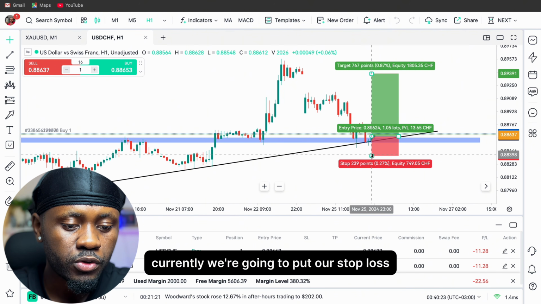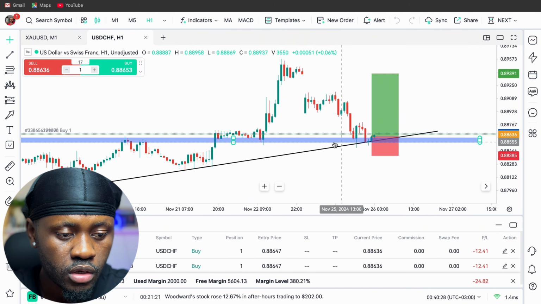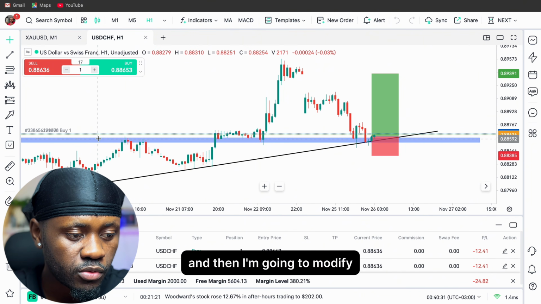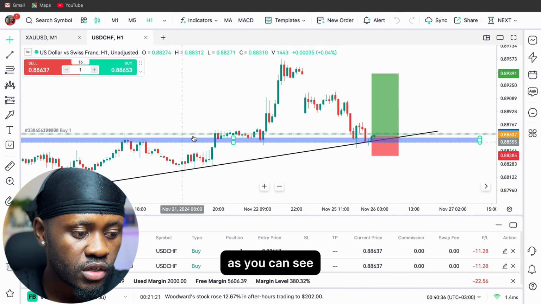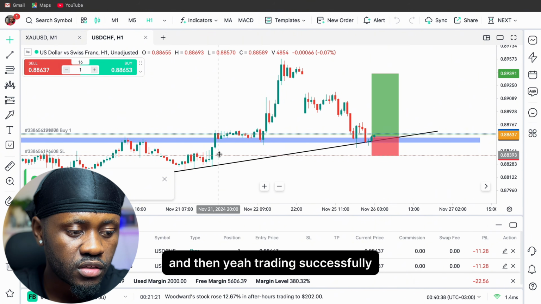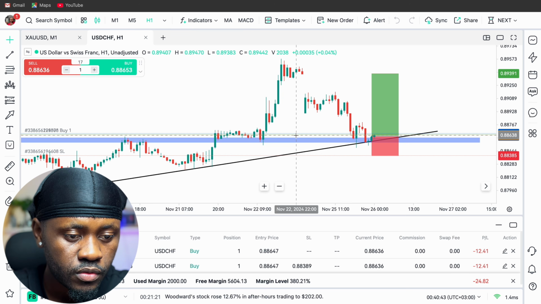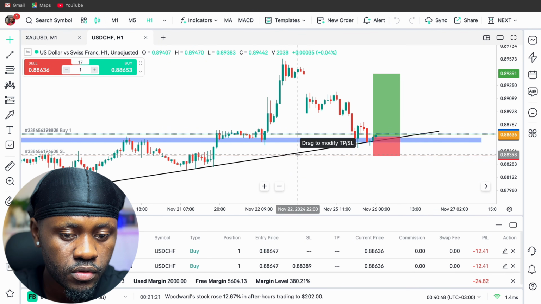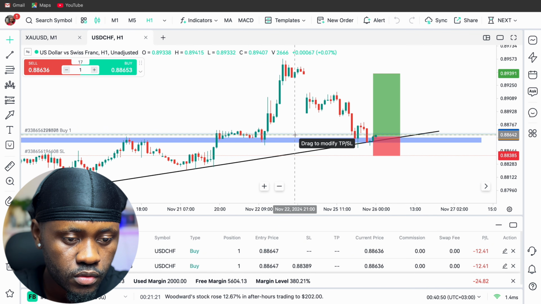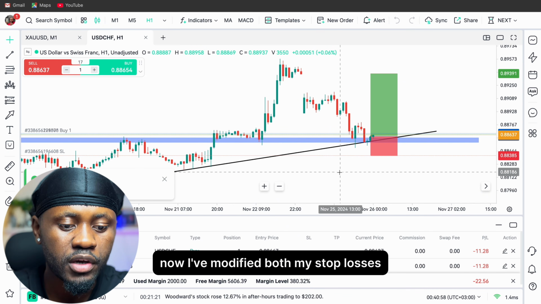So currently we're going to put our stop loss, which is 88385. I'm just going to tap this right here, and then I'm going to modify my stop loss to this zone right here, as you can see. And then, yeah, trading successfully. I've modified that one, so I'm going to do the same for this one right here. Just like that. Now I've modified both my stop losses.